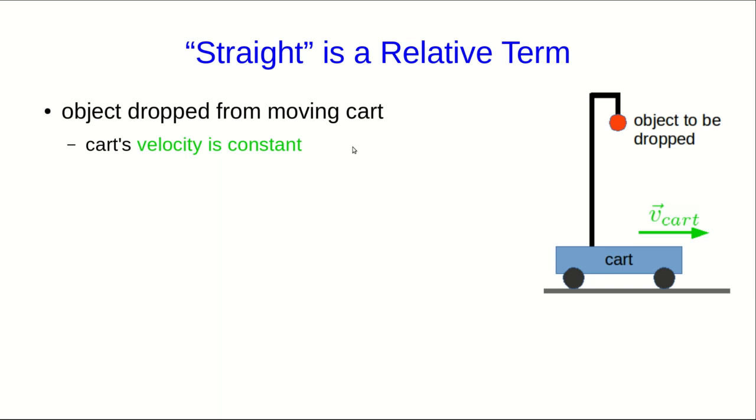Even the shape of the path that an object follows in 2 dimensions can be tricky because it can depend on the perspective from which you view it. So here's an example. Suppose we have an object that's being dropped, and it's being dropped from a moving cart. The cart is going at constant velocity.